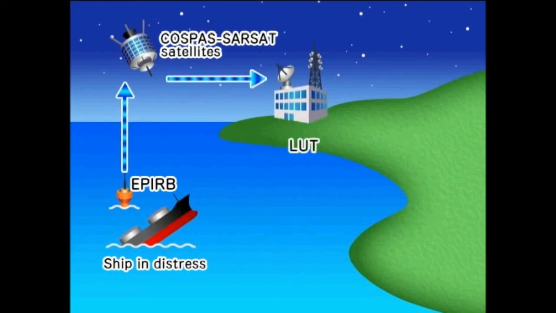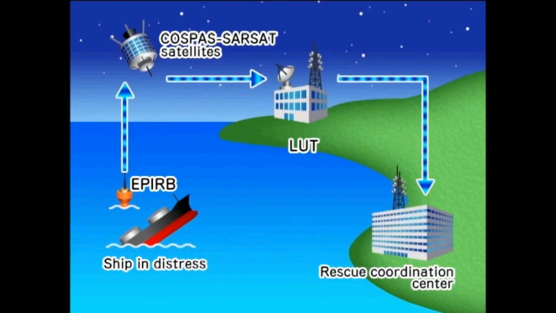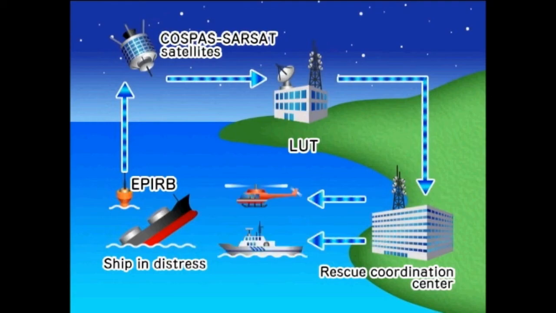The accident positional data received by the COSPAS SARSAT satellite system is then relayed to an LUT or ground station. A warning is then sent to the appropriate Search and Rescue Coordination Center, and the search and rescue operation by aircraft and/or vessel is launched.